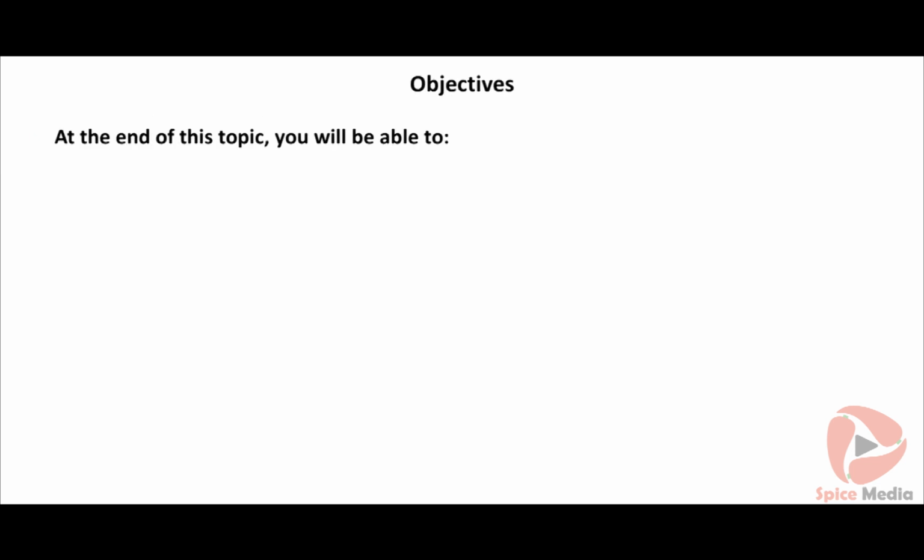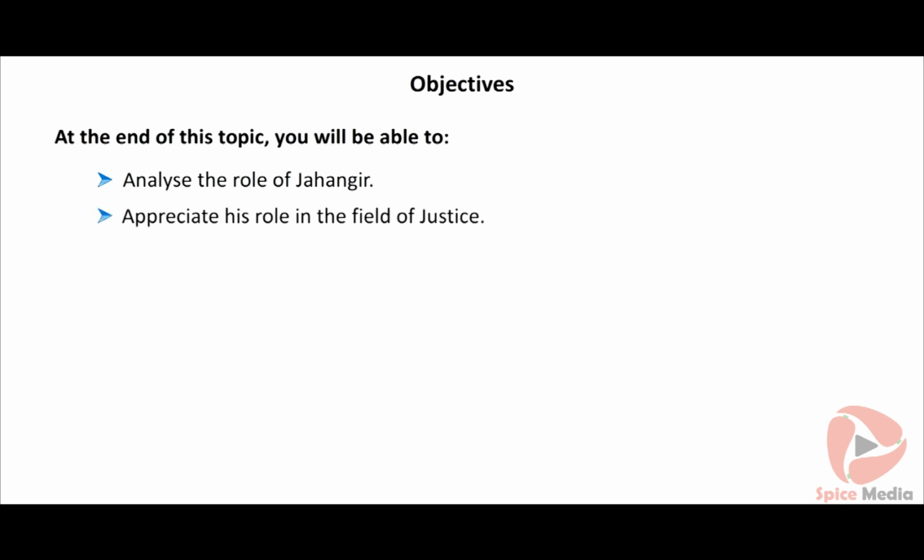At the end of the topic, you will be able to analyze the role of Jahangir, appreciate his role in the field of justice, and identify the part played by Nurjahan. Jahangir, AD 1605 to AD 1627, and the British travellers.